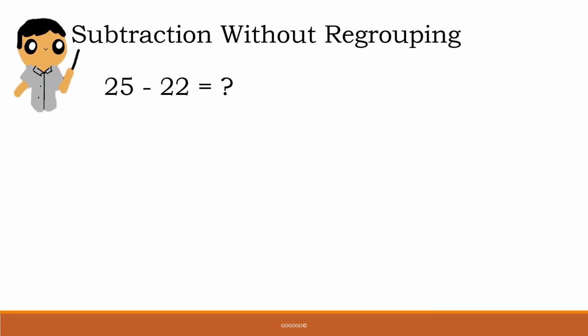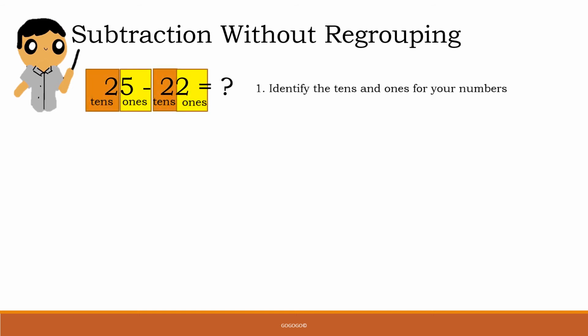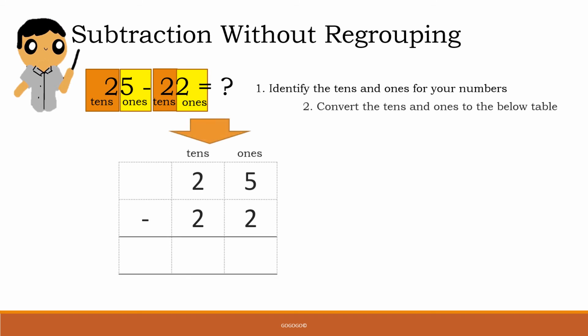Next section, we will go into the subtraction without regrouping. The concept is similar to how we perform the addition without regrouping. Let us take the example of 25 minus 22 for step-by-step elaboration. First, you will identify the tens and the ones. The tens are highlighted in orange boxes, and the ones in yellow boxes. Next, put the tens and ones respectively into the table below.